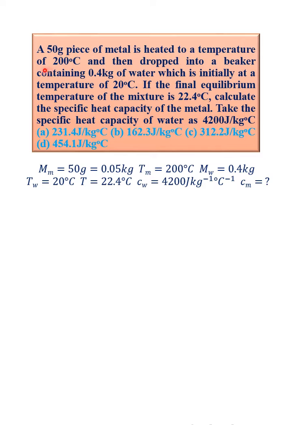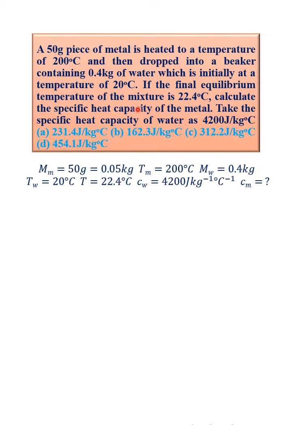So we're told that the mass of a piece of metal is 50 gram. So mass of metal equals 50 gram. Converted to kilogram, you divide this by 1000, it will give us 0.05 kilogram. And we are told that it is heated to a temperature of 200 degrees Celsius. So the temperature of the metal is 200 degrees Celsius, and then dropped into a beaker containing 0.4 kilogram of water. Mass of water is 0.4 kilogram, which is initially at a temperature of 20 degrees Celsius. Temperature of water is 20 degrees Celsius.